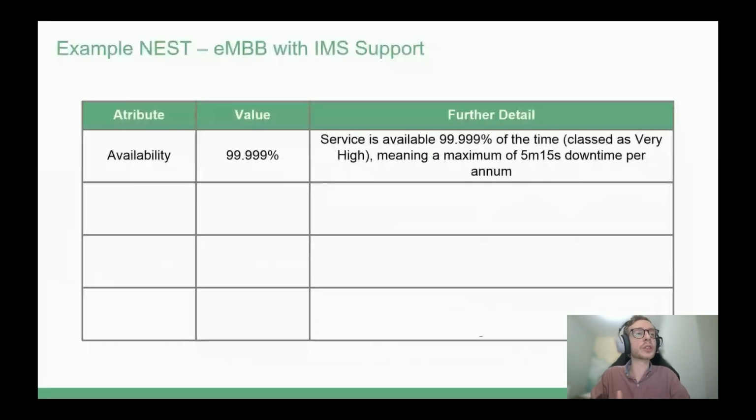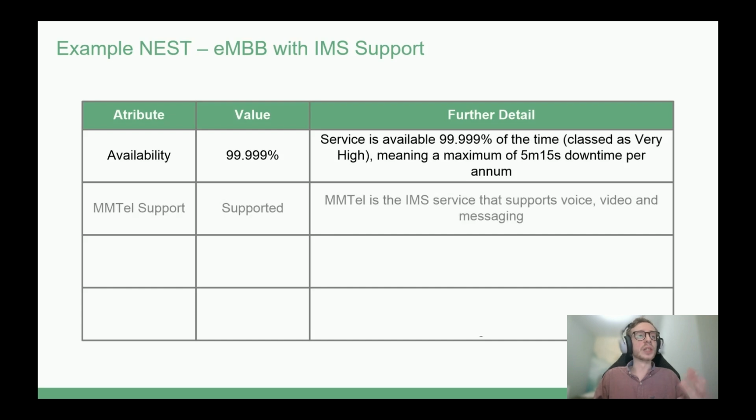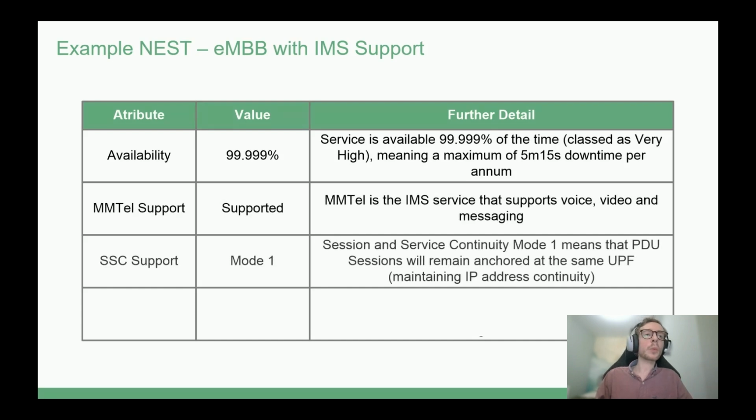So we'd have a discussion around the availability which is required, and it's not necessarily a high availability. We've got 5 nines of availability, and that's approximately a maximum of 5 minutes and 15 seconds of downtime per year. We also need to support multimedia telephony. That is a requirement to access the IP multimedia subsystem. It's essential that that is supported by this network slice, which is shown on the screen.